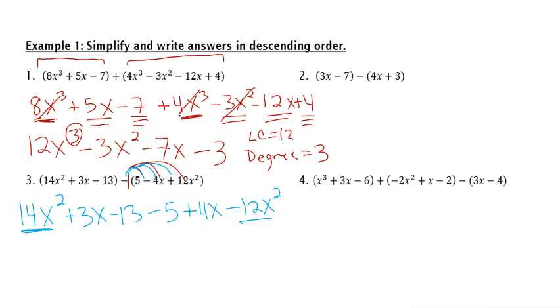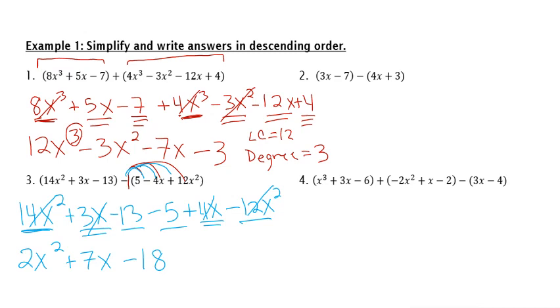So 14x squared minus 12x squared is 2x squared. I'm going to cross them out. I then have 3x, which will go with 4x. So 7x. And then negative 13 minus 5 is negative 18. So our final answer would be 2x squared plus 7x minus 18. So it's in descending order.